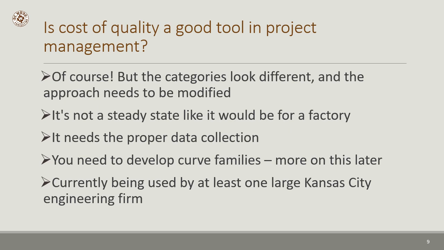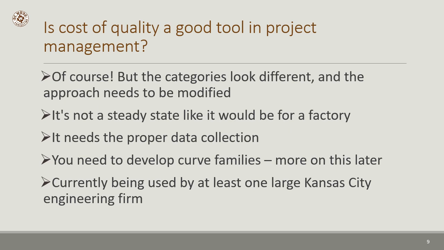Does cost of quality work in project management? Of course it does. But the categories look different when you draw the numbers together, and the approach needs to be modified. For one thing, a factory is a steady state. You're making a lot of items and they're pumping them out, and so you can measure it over time, and it's going to be the same one week to the next, or generally the same. But with projects, there's a beginning, middle, and end. And so the cost of quality looks different at the beginning of a project than it does at the end.